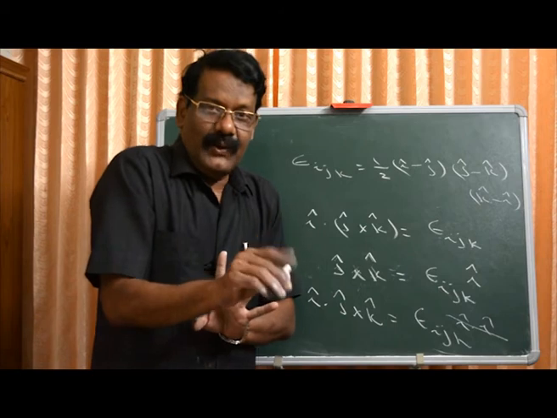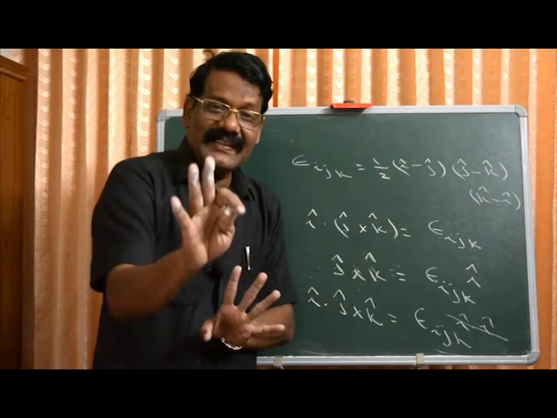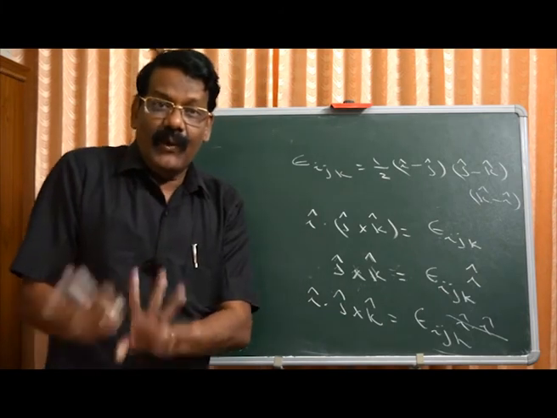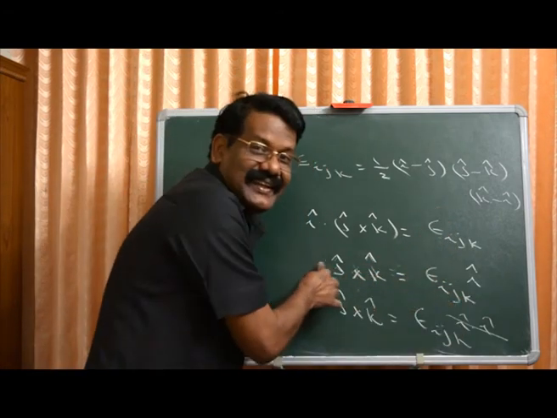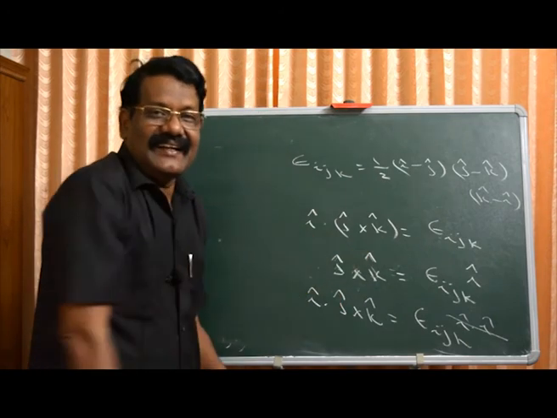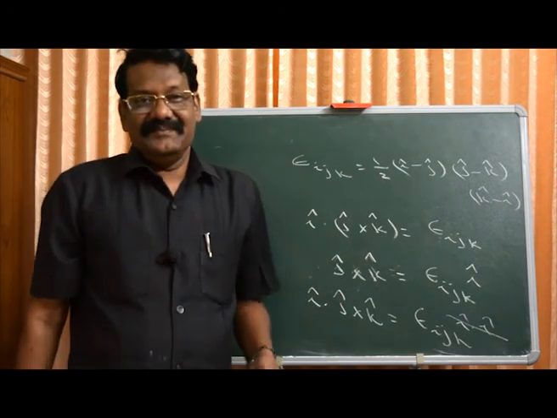Sum over i means you perform the sum. When you perform the sum, the ultimate result contains no i. What is remaining? j and k. Here also j and k. So it is called the tensorial checking.